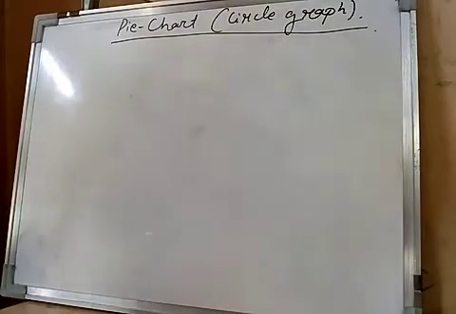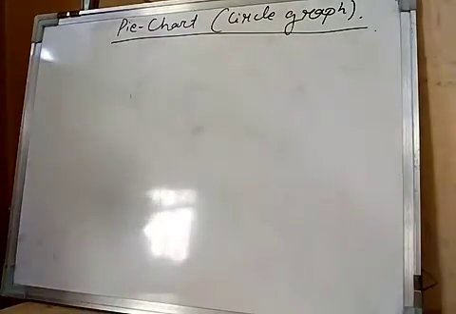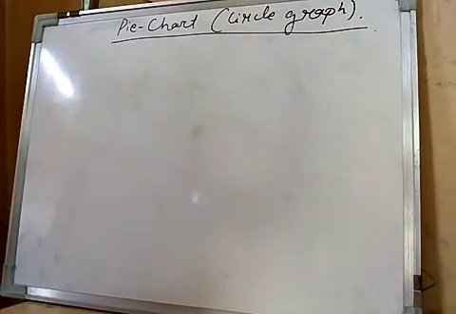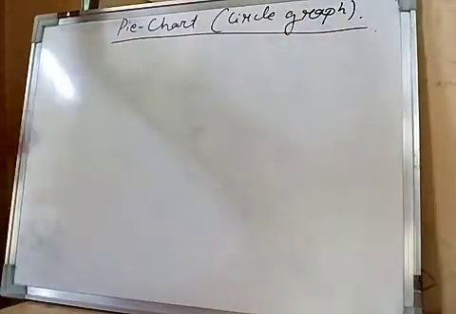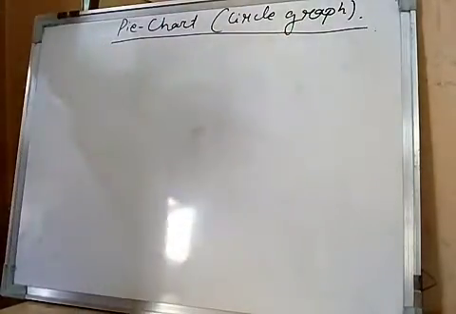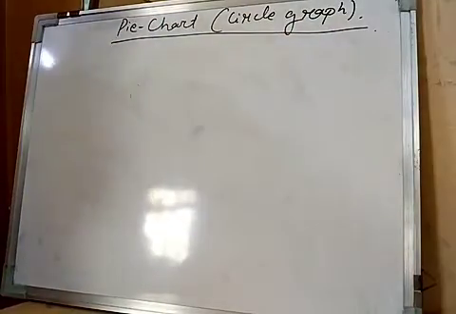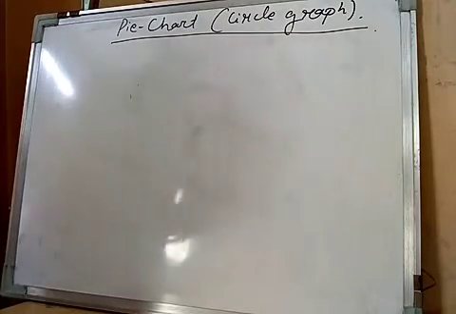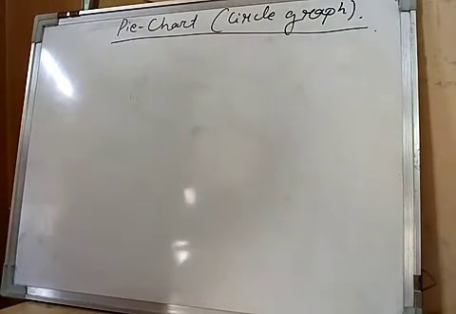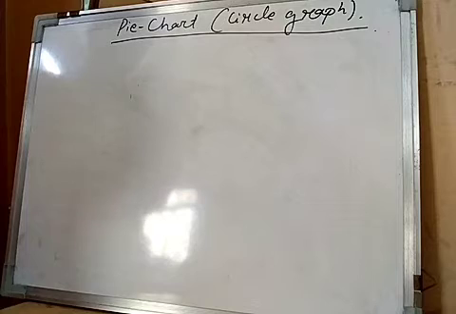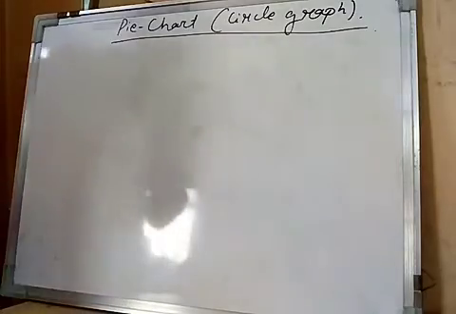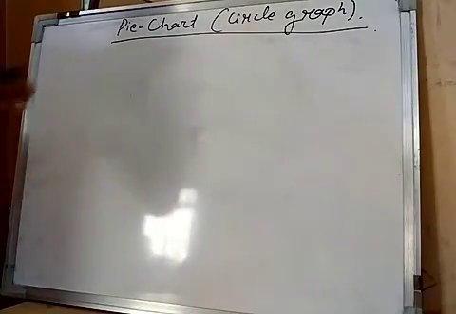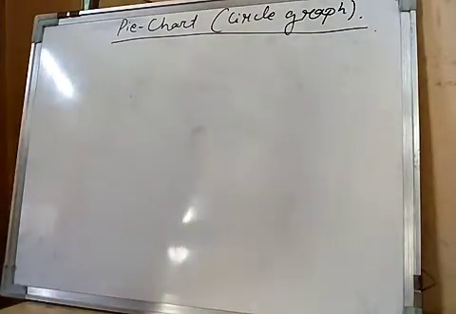In the topic data handling, there is a concept called pie chart or circle graph. It means the data can be presented in the graph of a circle, and that is called the pie chart. Why is it called pie chart? Because pi is the value of how much? 180 degree. It means in a circle the complete angle at the center is 360 degree. That's why it is called pie chart, because pi is related to the angle of the circle at the center.